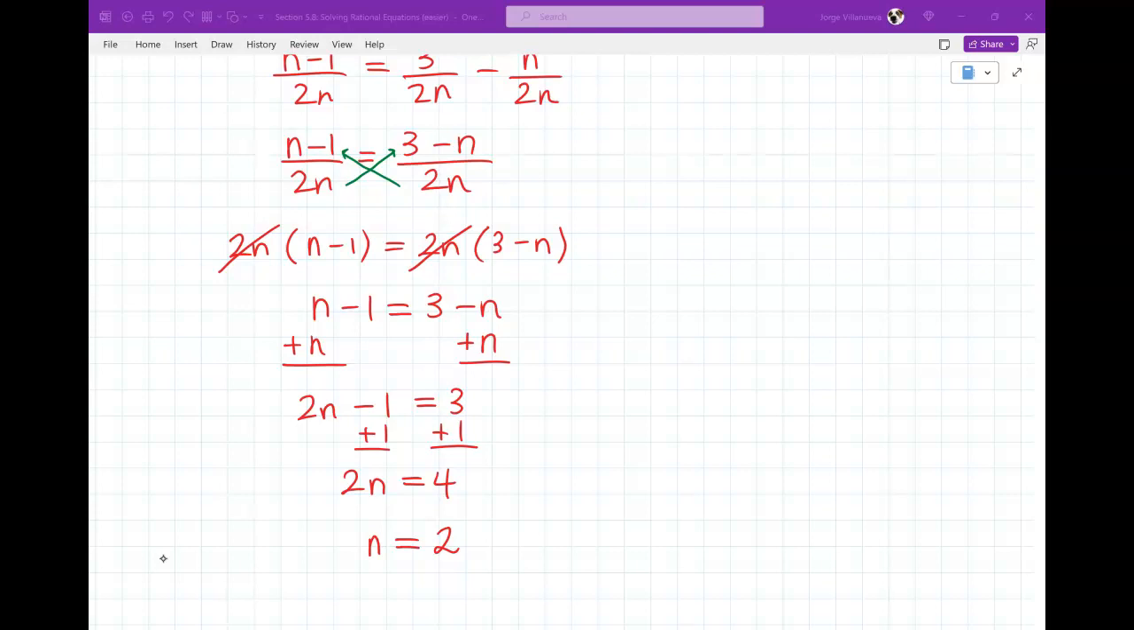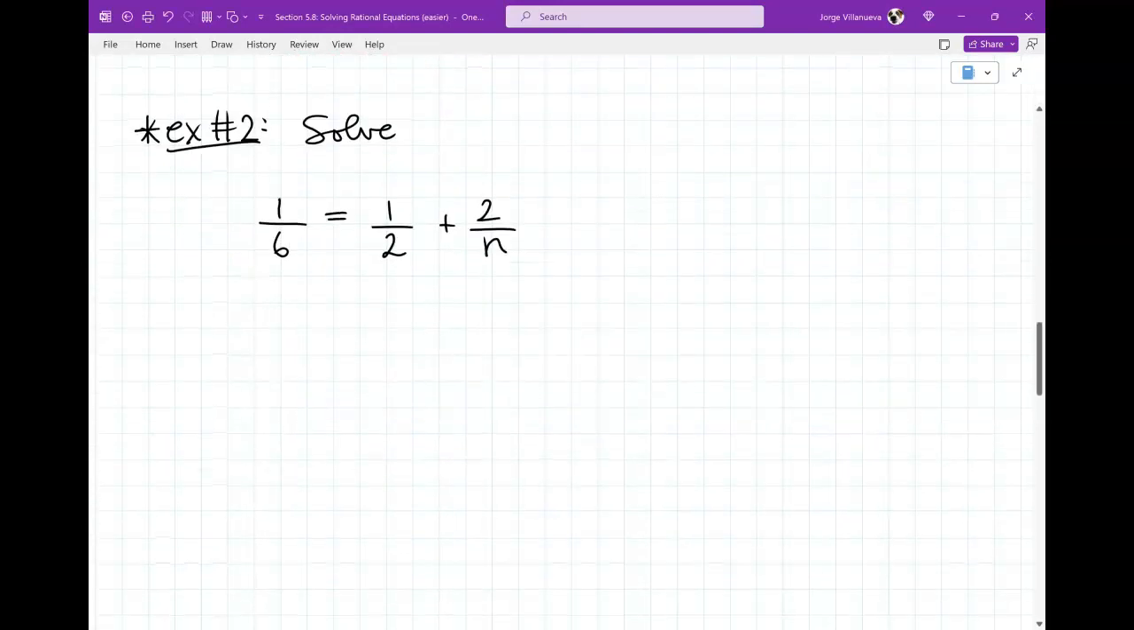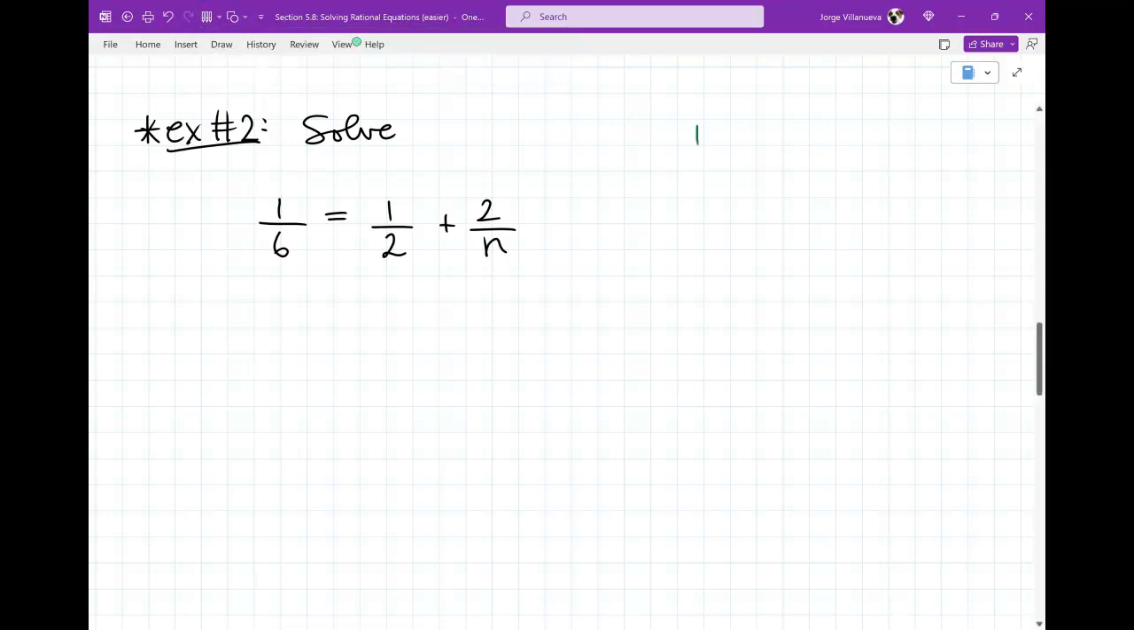So, all right, here we go. This one looks easier, but sometimes it can be a little tricky, okay? So I'm going to write the first, the second, and the third denominator. Okay, so the first denominator is 6, 2, and n.